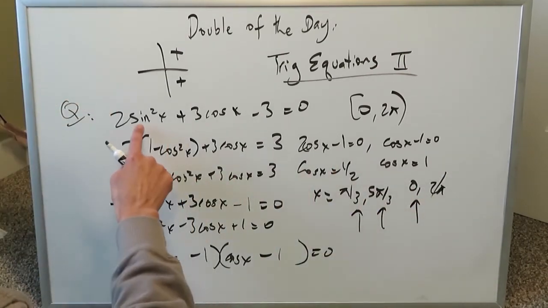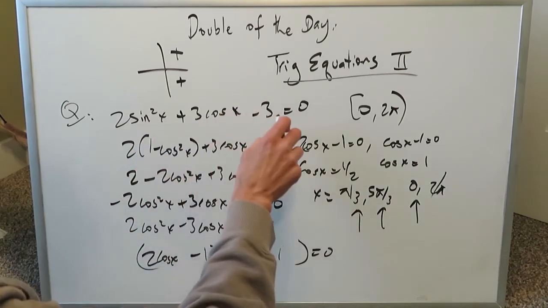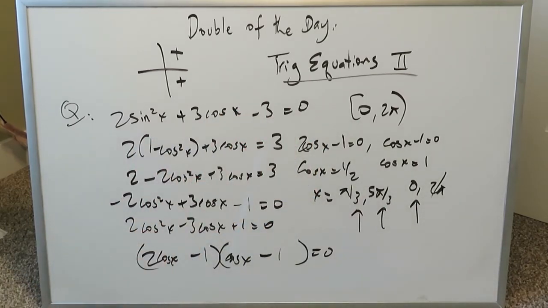Technically you would plug these values right in here and the right side should equal the left side, and then you would verify that these answers are indeed good.